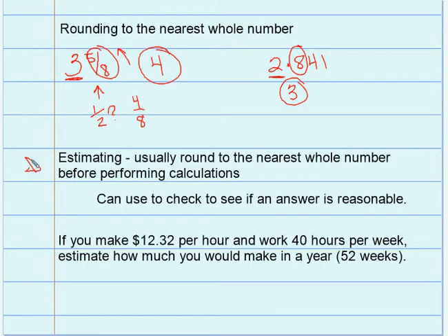Here's the thing with estimating. So we've been rounding numbers, now we're going to estimate. We would usually round to the nearest whole number before performing calculations. Okay, that's the easiest way to do it. Then you have a bunch of zeros and you just multiply, or add or subtract or whatever it is, but it makes your calculations so much easier to do, and that's the whole purpose of estimating.